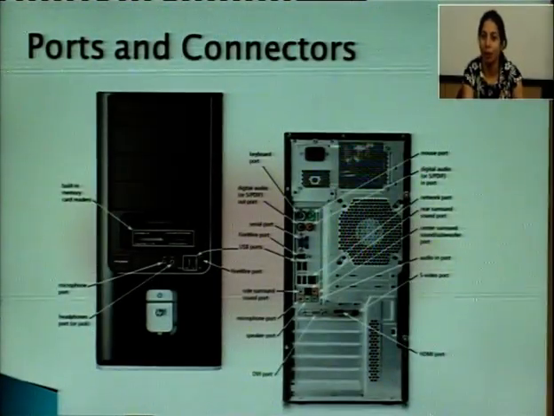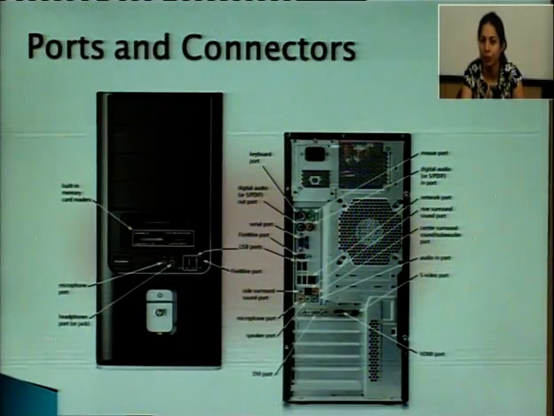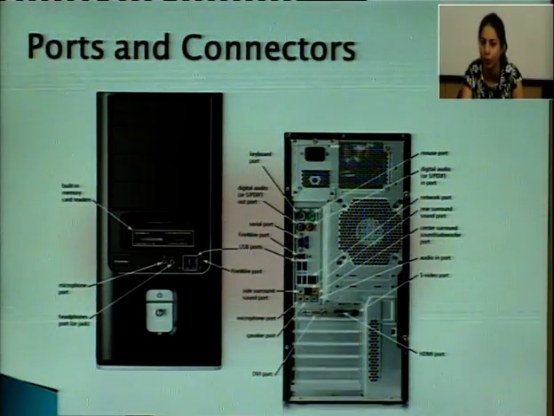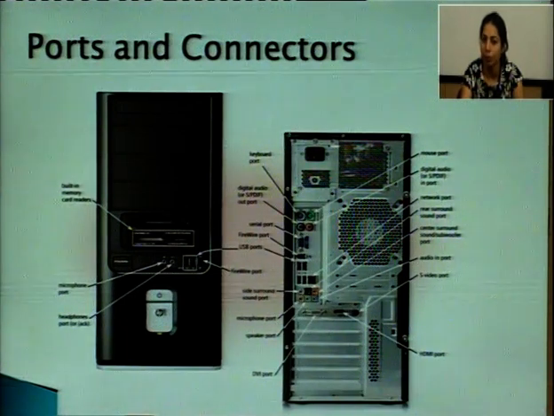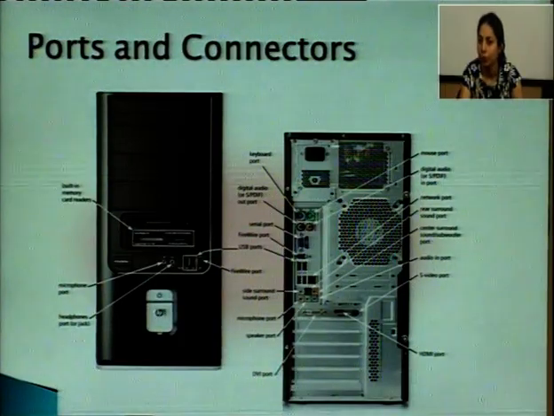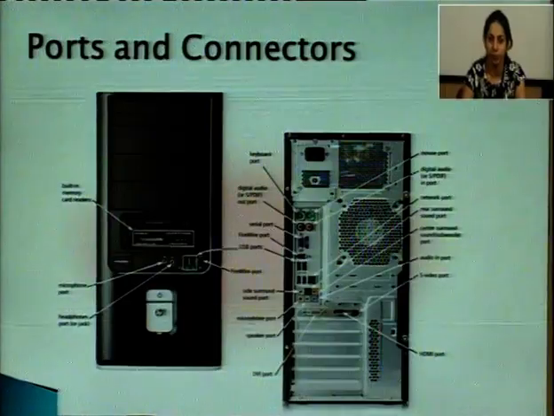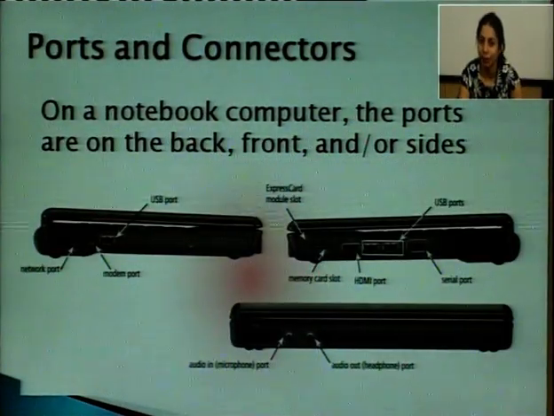So, this is the back end of your processor CPU, in which we have various kinds of ports like keyboard port, digital audio port, serial port, firewire port, USB port. After that, we have microphone port, speaker port, DVD port, HDMI port, S video port, audio port, network port and mouse port, digital audio port. So, these are the various ports which are available in our general processors.